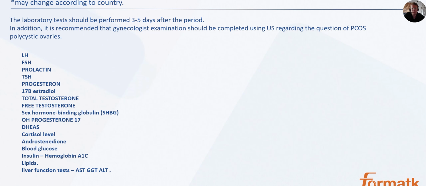So when do we do the test? Females should do the test 3 to 5 days after the period, and you should consult a dermatologist, gynecologist, and endocrinologist. The gynecologist should check for PCOS. If you have PCOS, your acne might be more resistant to treatments.